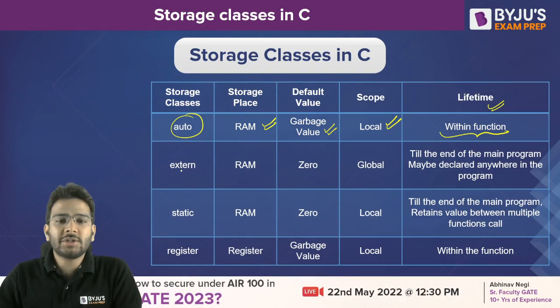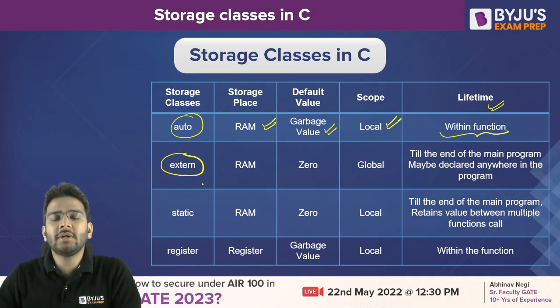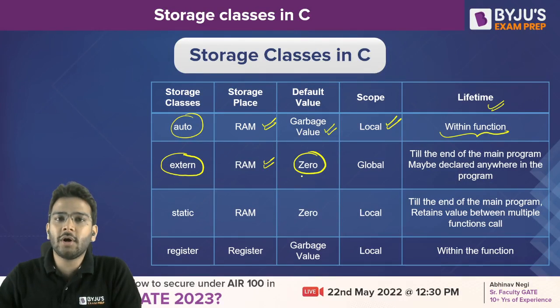Then we have extern. For the external storage class, we have the keyword extern, and we have to use it. It is going to be this keyword first, then the data type of the variable, and then the variable name. Again, the storage place will be your main memory, the RAM. And the default value for extern will be 0. It is always going to have 0 as the default value if we are not initializing it. We will see many examples also. The scope will be global.